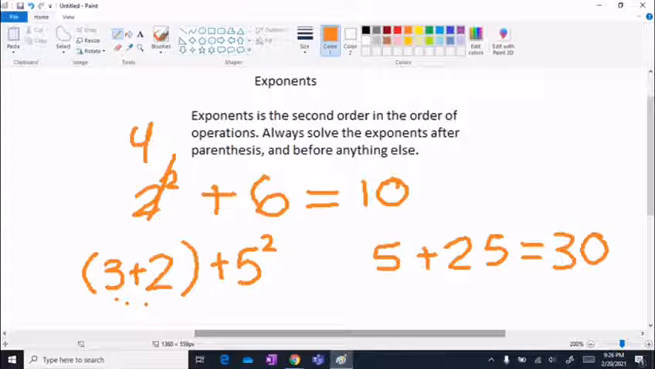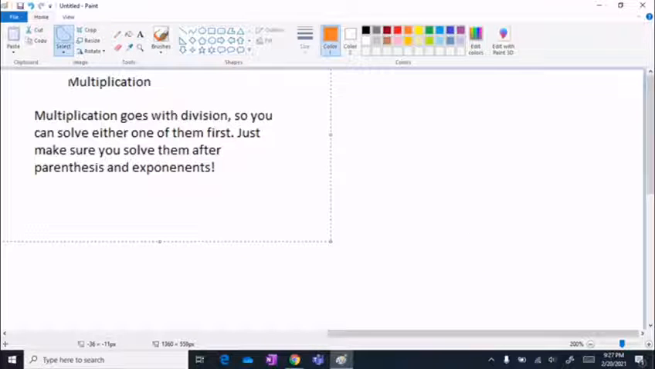Now that we finished exponents, let's move on to multiplication. Okay, great. Now we're on the third order of operation, multiplication. So let's read the description. Multiplication goes with division, so you can solve either one of them first. Just make sure you solve them after parentheses and exponents.